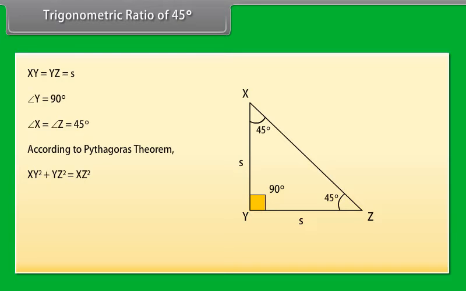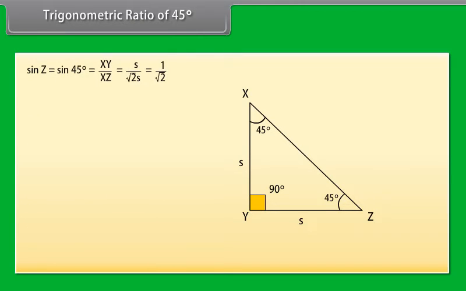Cos 60 degree is equal to YT upon XY equals 1 upon 2S upon S equals 1 upon 2. Tan 60 degree is equal to XT upon YT equals square root 3 upon 2S upon 1 upon 2S equals square root 3. Trigonometric ratio of 45 degree.